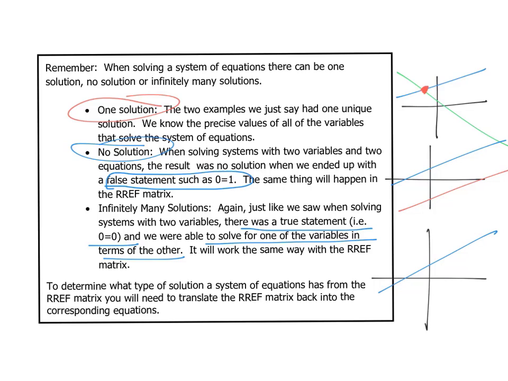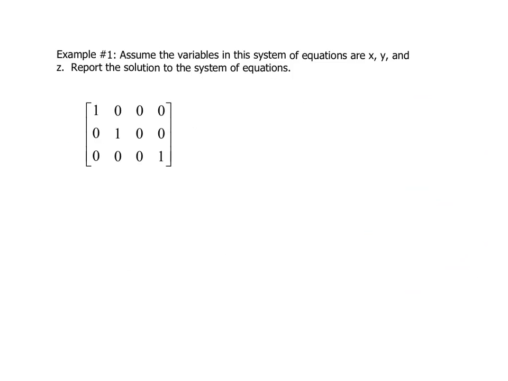To determine what type of solution a system of equations has, what you're going to do is go and translate your RREF matrix back into equation form. Let's look at an example. So notice here I have a matrix that's got 3 rows. That means I have 3 equations, and they tell me my variables are x, y, and z. So this is my x, this is my y, this is my z, that's my right-hand side.